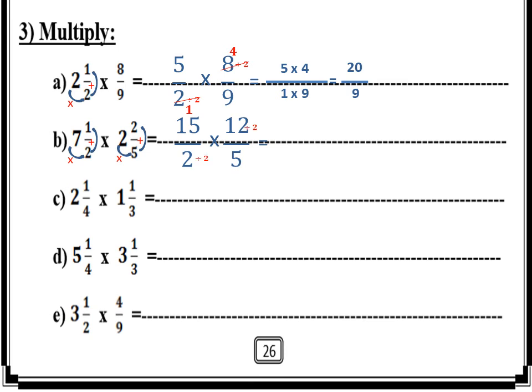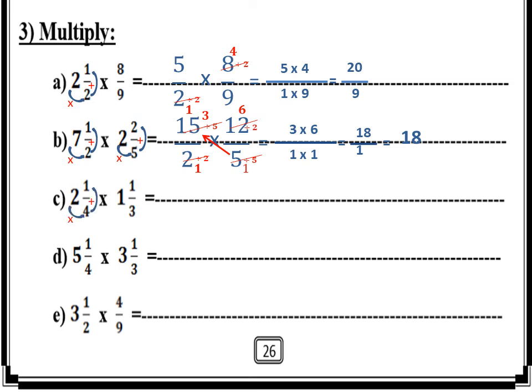Let's check. 2 and 12 are together in table 2, divided by 2, which is 1, 12 divided by 2, which is 6. 15 and 5 are together in table 5, 15 divided by 5, which is 3, 5 divided by 5, which is 1. What's left up? 3 times 6. What's left down? 1 times 1. So my final answer is 18 over 1, which is 18.